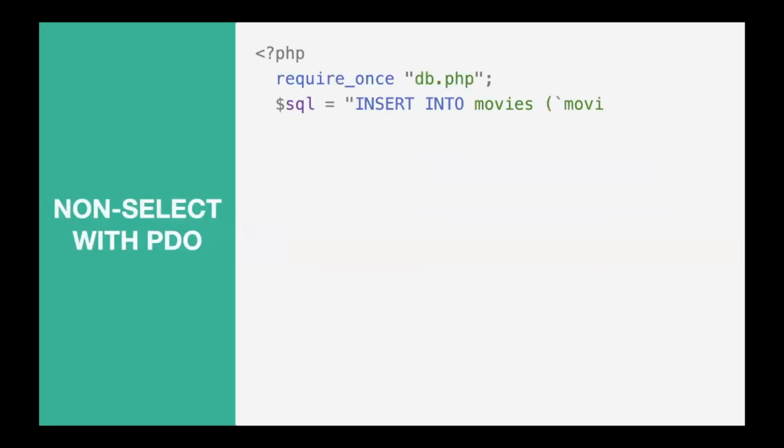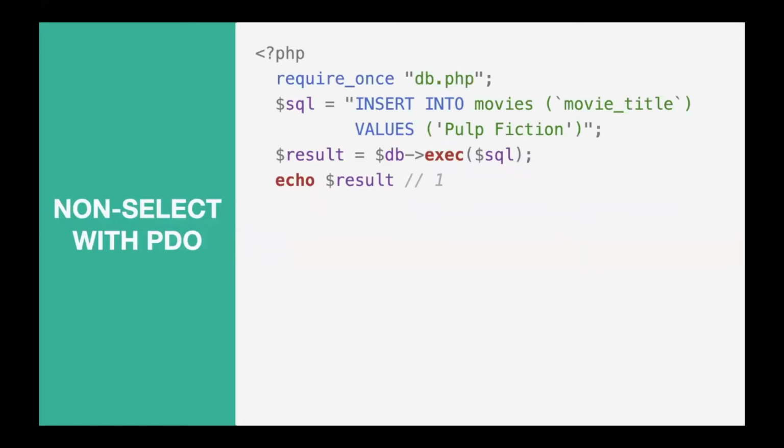All right, so let's take a look here. Again, we're going to retrieve that PDO connection. Then we're going to write our SQL query. Here we're going to insert a value. So we're going to insert into movies a movie title with the value of Pulp Fiction. When we execute this method, so we do db exec and send in our query, result will equal the result of this statement being executed on the database. And if it's successful, then we should get back 1, because 1 row was added, so 1 row was affected.